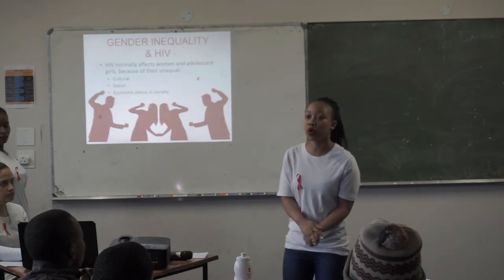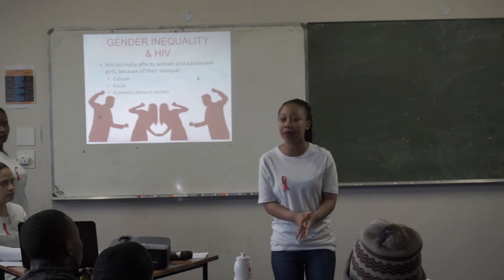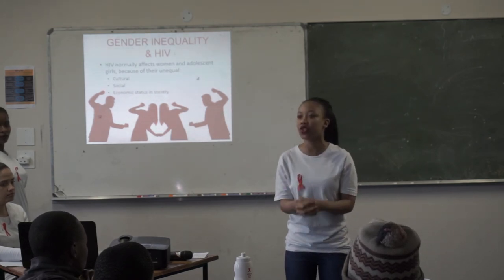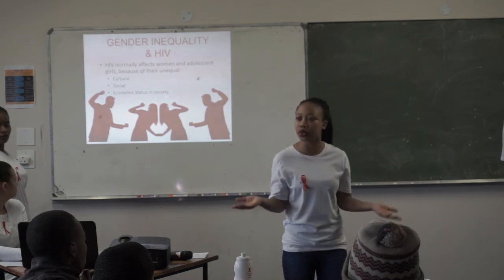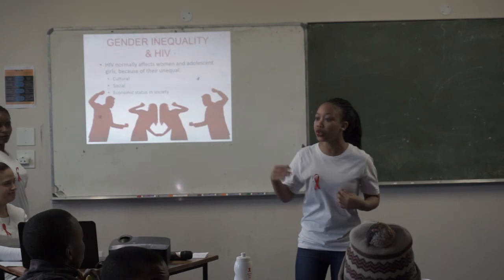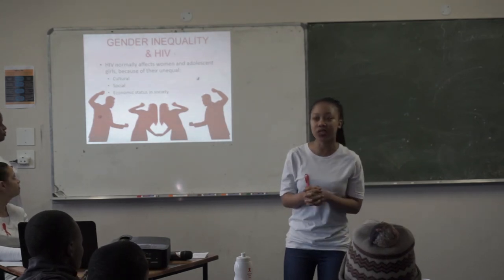And the other way will also be social. Social meaning all the social pressures that are happening outside, whereby we ladies want to look nice by having a blazer, we all know that term, having a guy or dating someone that is much older than you. And the other one will be economic status in society.